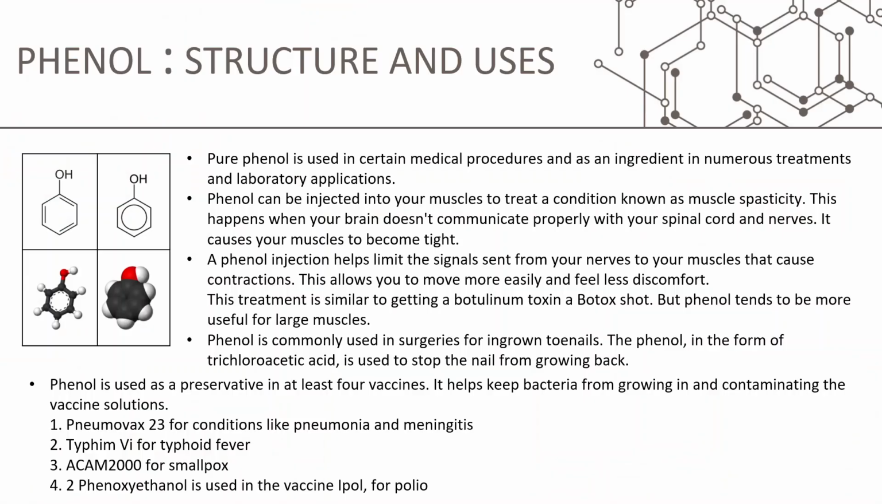Hello everyone, my topic is phenols, structure and uses. Phenols are compounds containing an OH group directly attached to the benzene ring. Phenols are derived from benzene and propylene. Its IUPAC name is benzenol. Chemical formula is C6H5OH. Phenol is more soluble in water than alcohol. It has a higher boiling point.